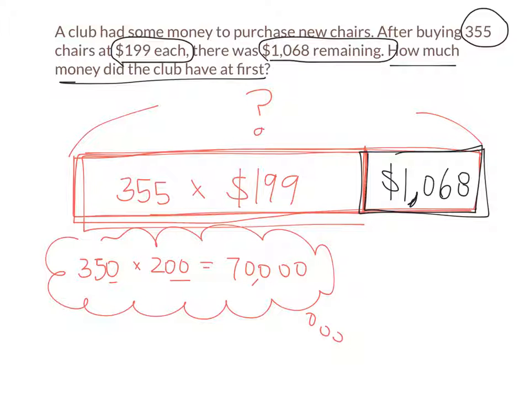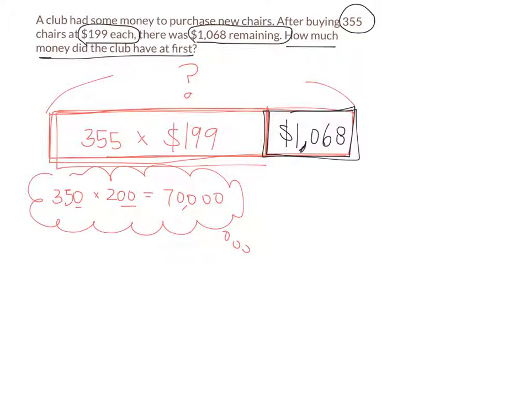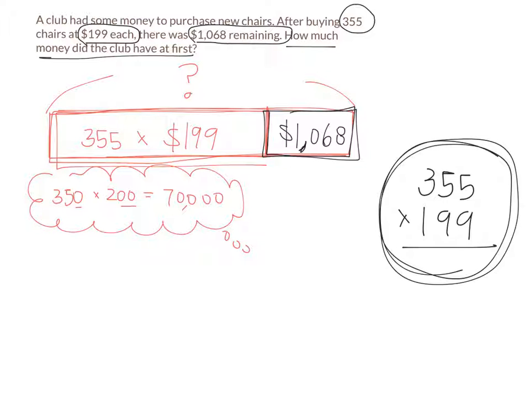Okay, let's find out exactly how much they spent on chairs. Go ahead and use the standard algorithm to multiply 355 times 199. Wait a second, is there something we could do that's easier than doing 355 times 199? Think about the mental strategies we've learned that could make it a lot easier than doing 355 times 199. How many 355s do we have?